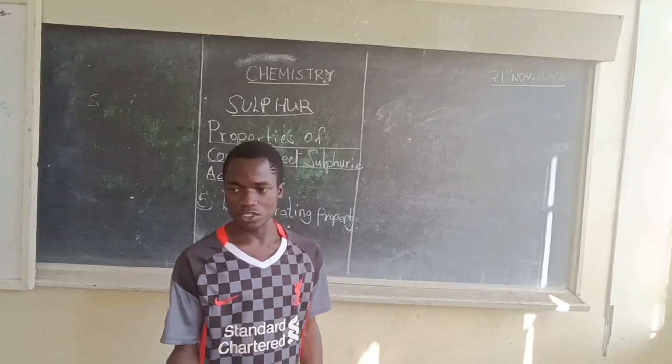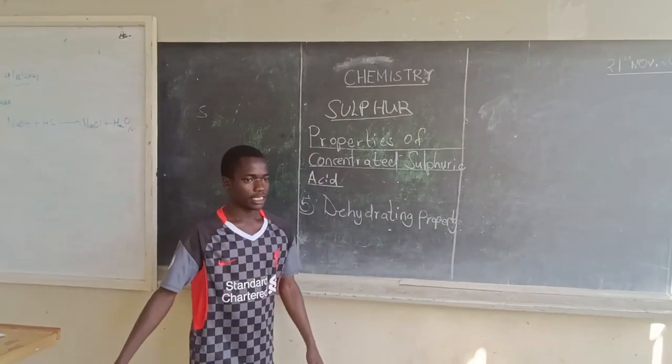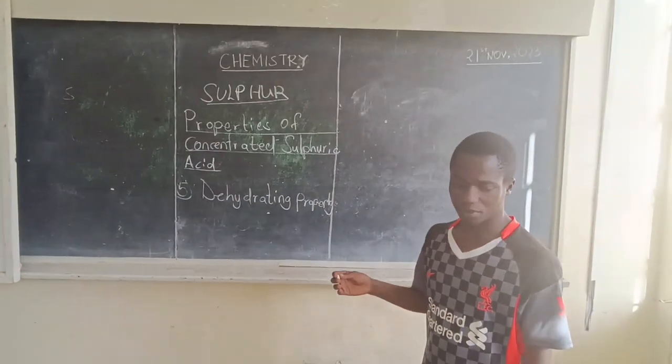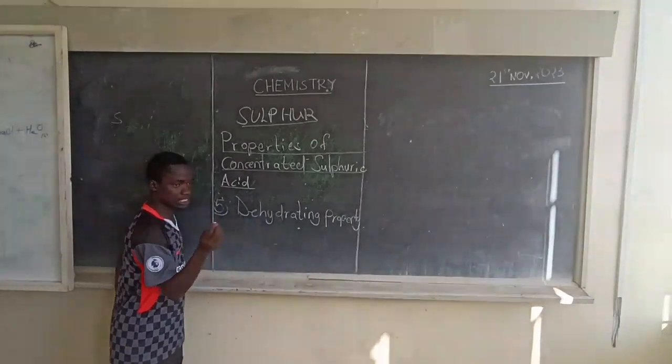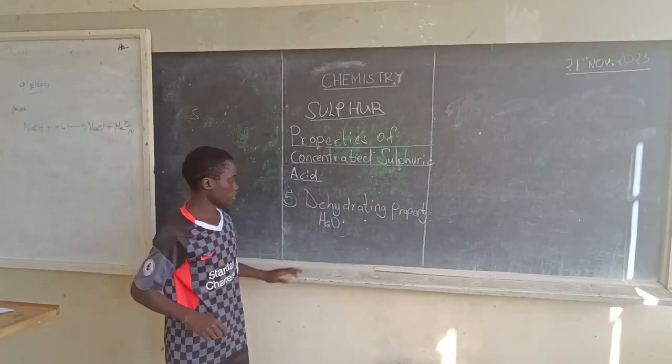Examples of elements of water. Yes, Kelvin. We have hydrogen and oxygen. Hydrogen and oxygen make water. That is why we write the symbol of water as H2O, the hydrogen and oxygen.